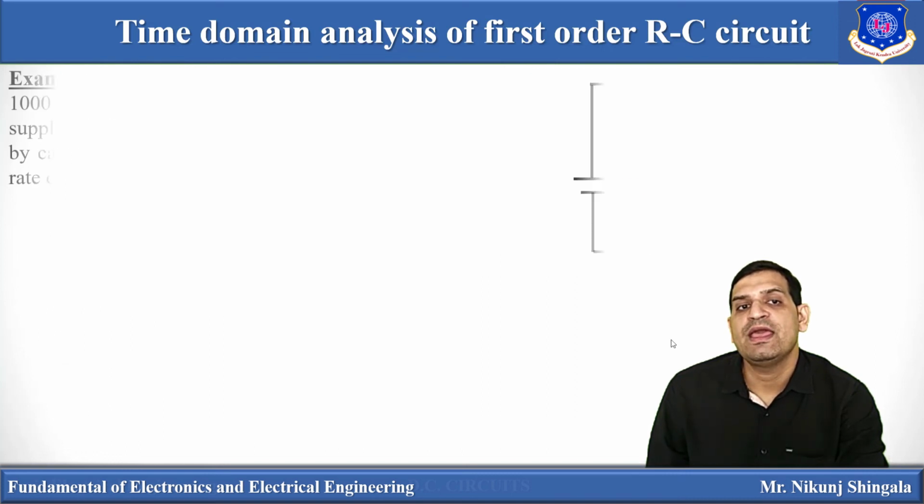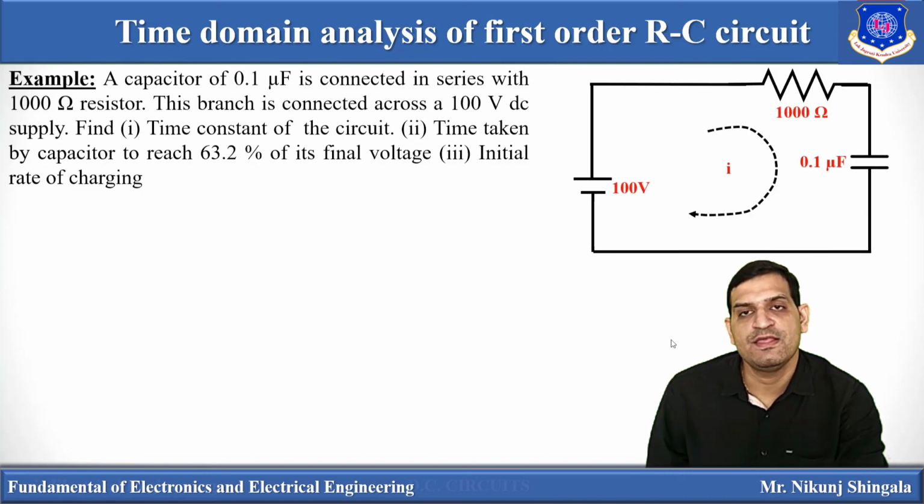Now taking one example based on RC circuit. So what is the problem statement? It says that one capacitor of 0.1 microfarad is connected in series with a 1000 ohm resistor, and this branch is connected across a 100 volt DC supply. We have to determine the time constant of the circuit, the time taken by the capacitor to reach 63.2% of its final voltage, where final voltage is 100 or V, and third one, the initial rate of charging.